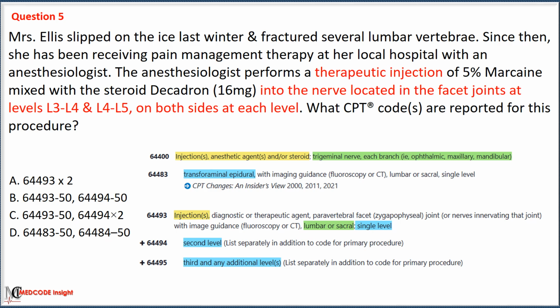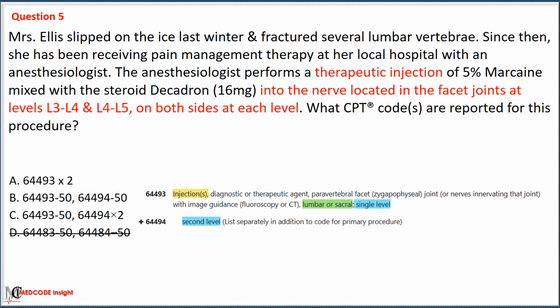In this scenario, a therapeutic injection procedure was performed in the facet joint at level L3 to L4 and L4 to L5. Since the procedure targeted the facet joint, we first eliminate option D with code 64483, which is used for the transforaminal epidural injection procedure. In the remaining three options, code 64493 is used for injections of a diagnostic or therapeutic agent into the paravertebral facet joint, lumbar or sacral, single level. We also eliminate option A with code 64493 into 2, as this code only covers one level. Since the procedure was performed at two levels, add-on codes are available for each additional level.